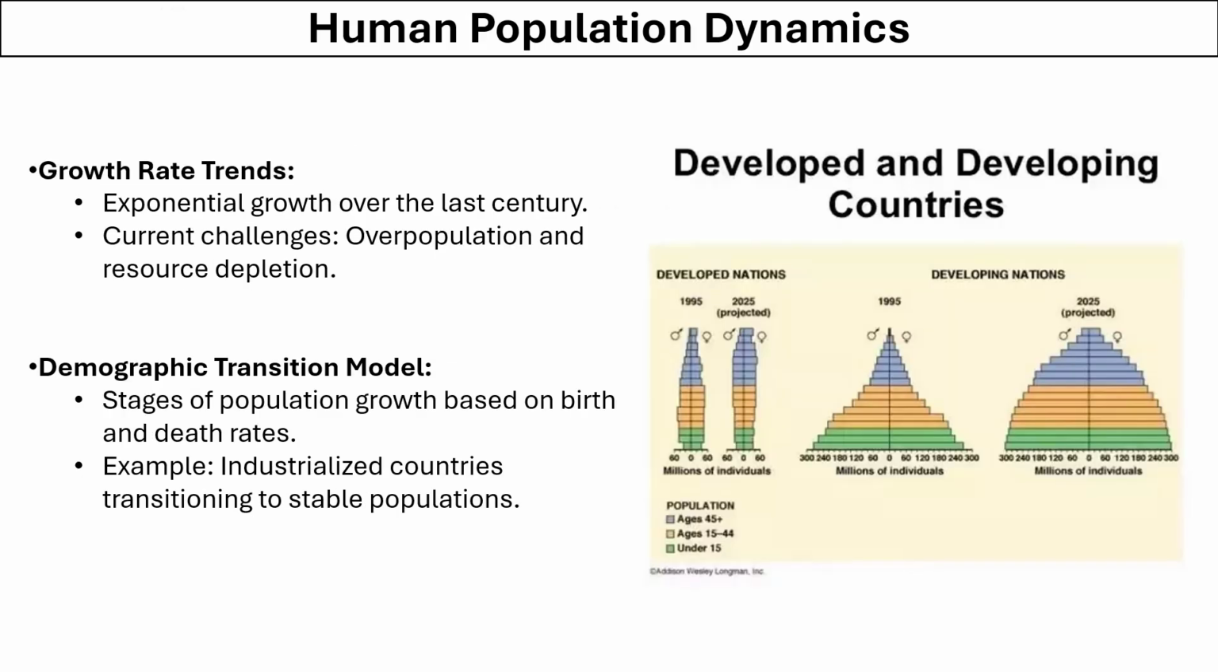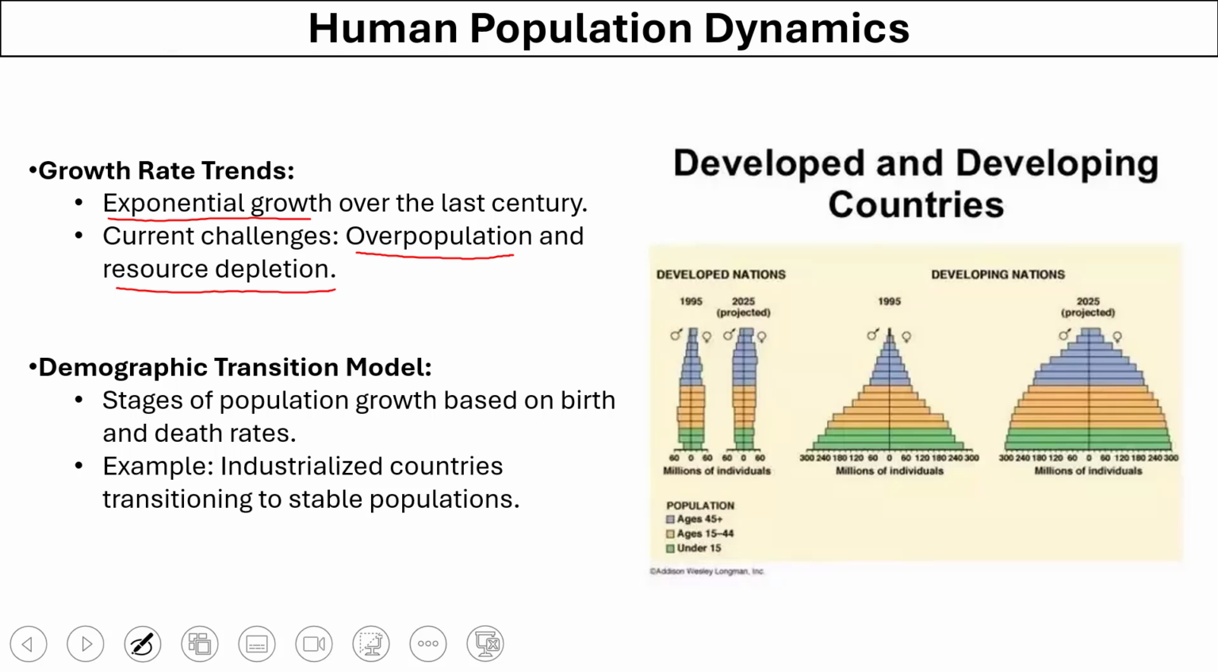Human population has seen exponential growth over recent history. This has led to overpopulation and rapid depletion of resources. And this exponential growth has happened because of the advancement in availability of food resources and the advancement in medical science.